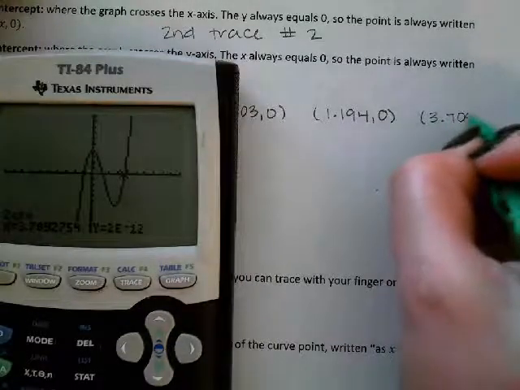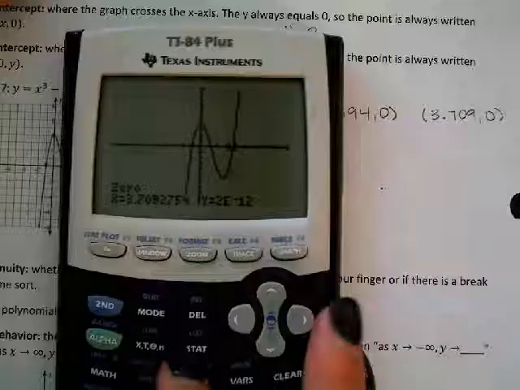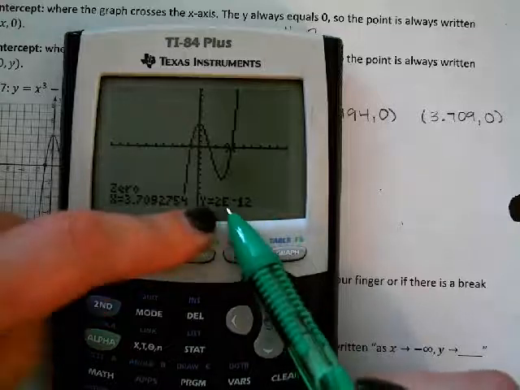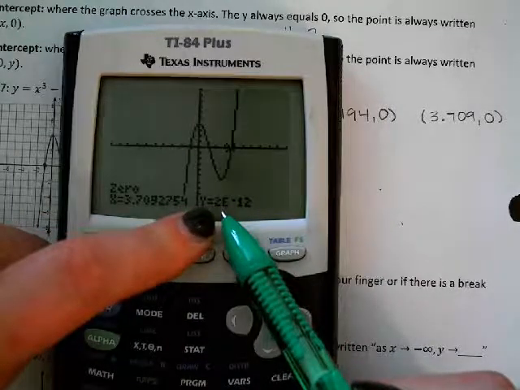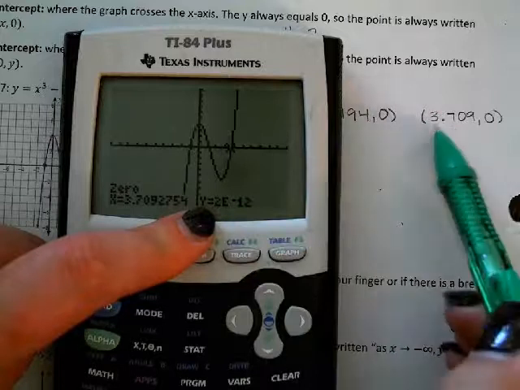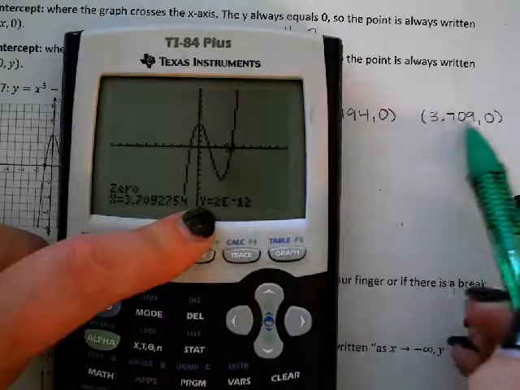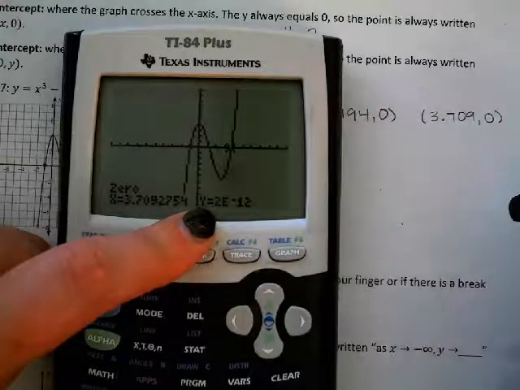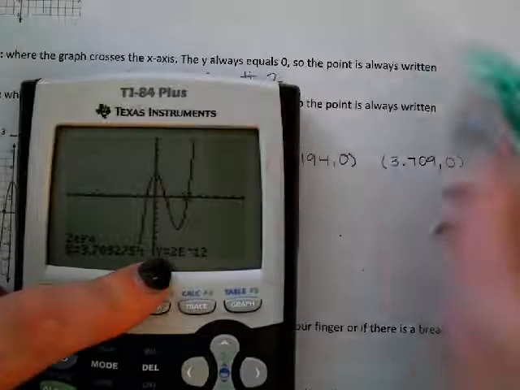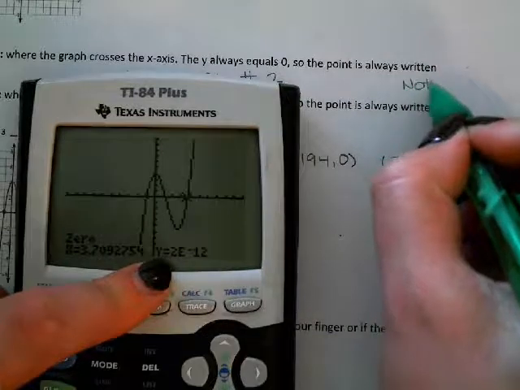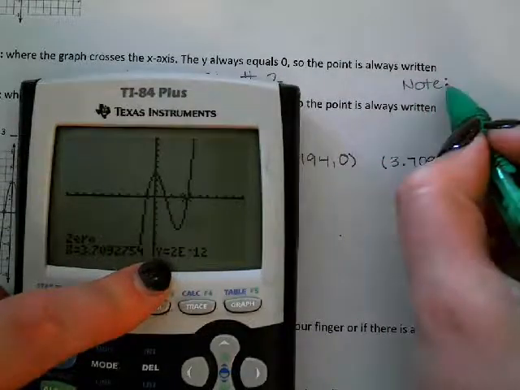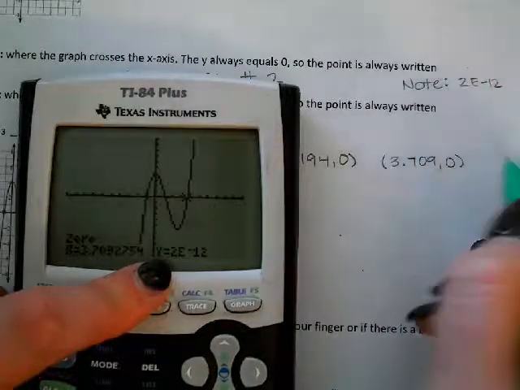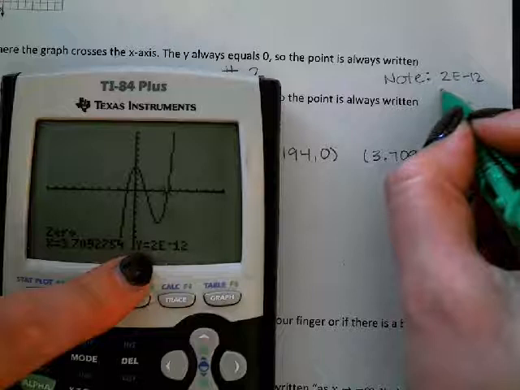Now, I didn't even notice if it did this on the other ones, but if you see, it says 2e to the -12, and I've had students who weren't paying attention, and they wrote down that their x-intercept was 3.709, 2. You cannot write this down, a little note to yourself. And yours might have done what mine did, but it probably doesn't have the exact same number here. Mine says 2e to the -12, which is actually scientific notation on these calculators. It means 2 times 10 to the -12.